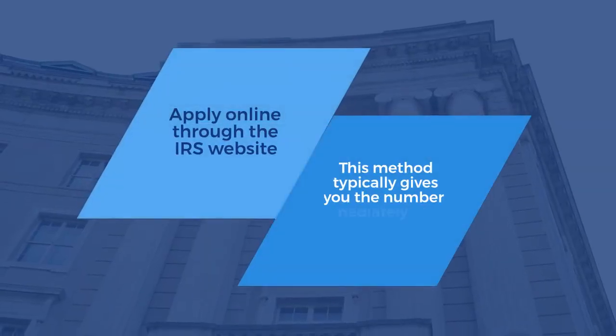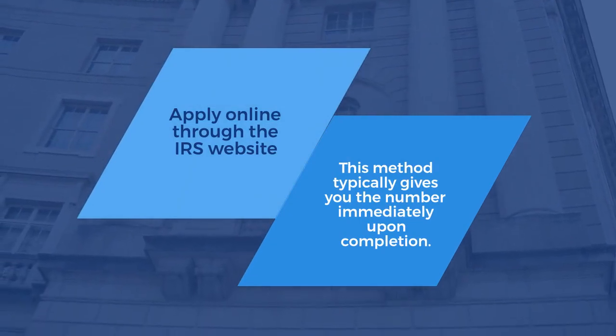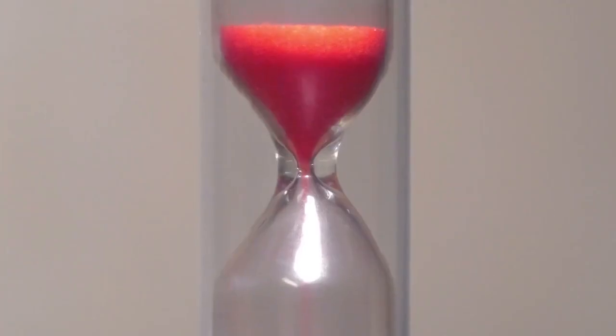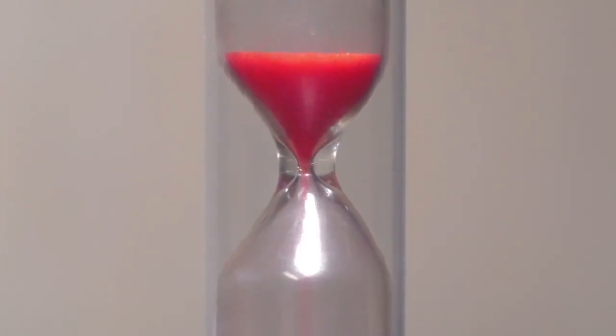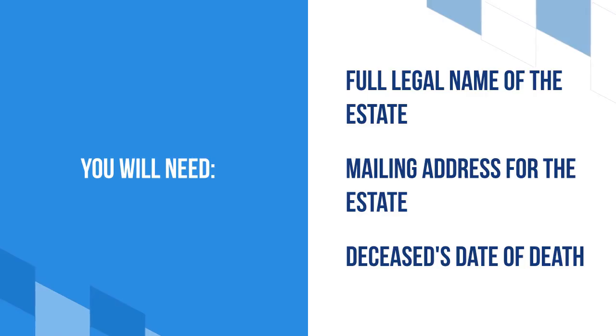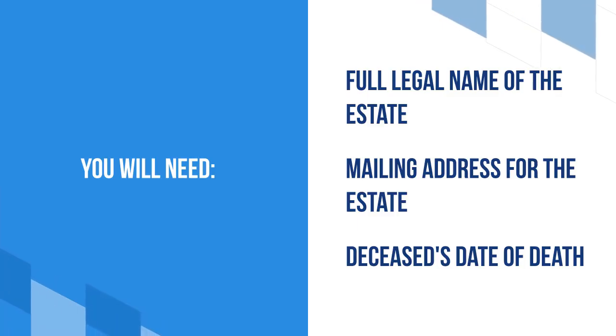The fastest and most common way to get an EIN is by applying online through the IRS website. This method typically gives you the number immediately upon completion. To apply online, you will need specific information readily available. First, you need the full legal name of the estate, usually formatted as Estate of deceased's name. You will also need the mailing address for the estate. Next, you need the name and social security number of the executor or administrator who is applying. This person is the responsible party.